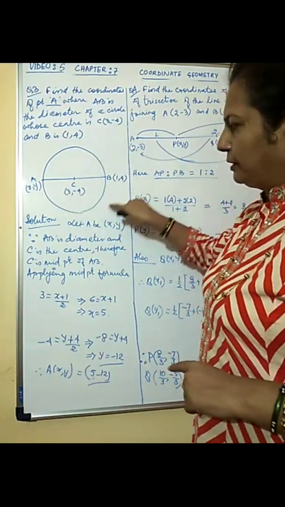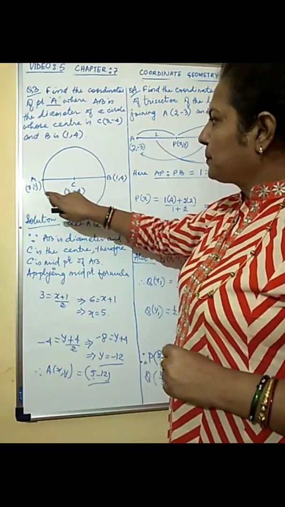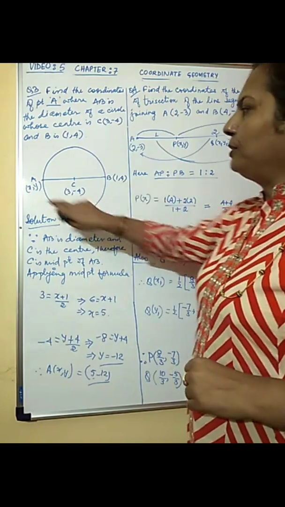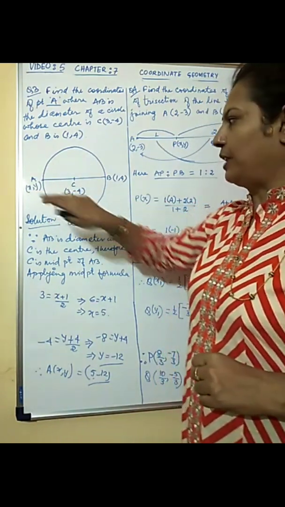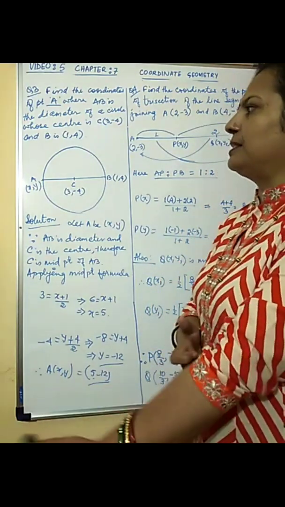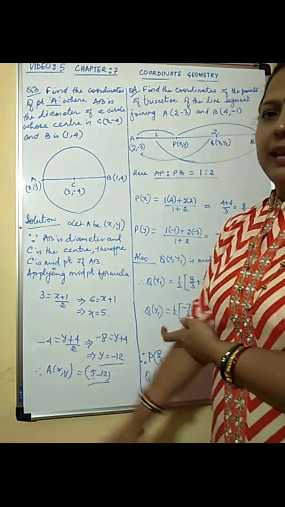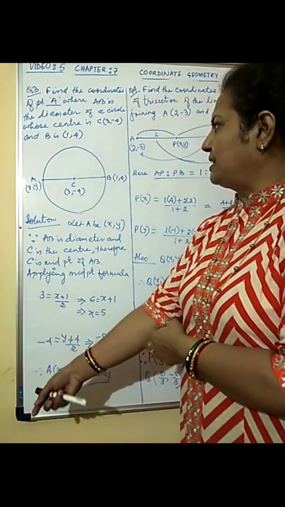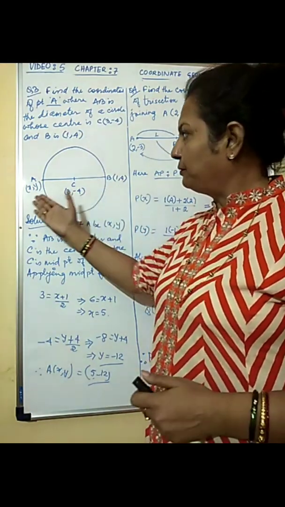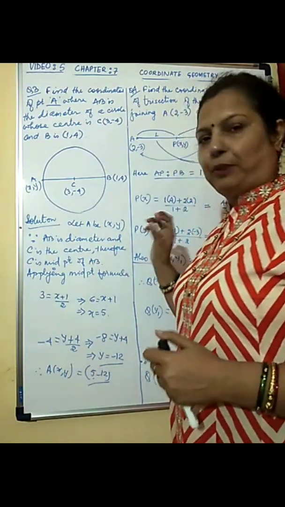Now if this is the figure, AB is the diameter, C is the center, the coordinate of the center is given as (3, -4), B is (1, 4), and let us consider A to be (x, y). Now clearly we know that if AB is the diameter and C is the center, then C must be the midpoint of AB. So what do we get? We get AC is equal to CB, or we can use that C is the midpoint of AB. So now this is an application of the midpoint formula.